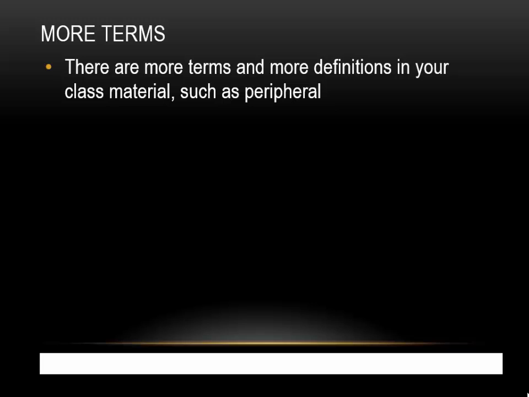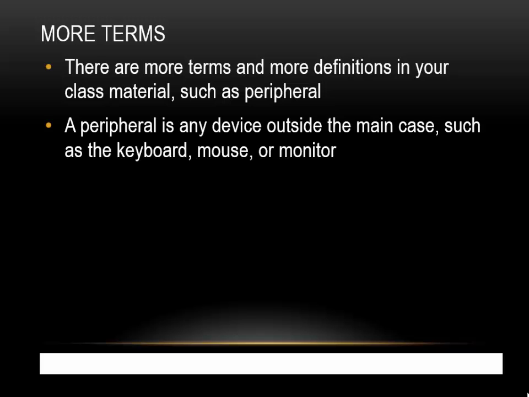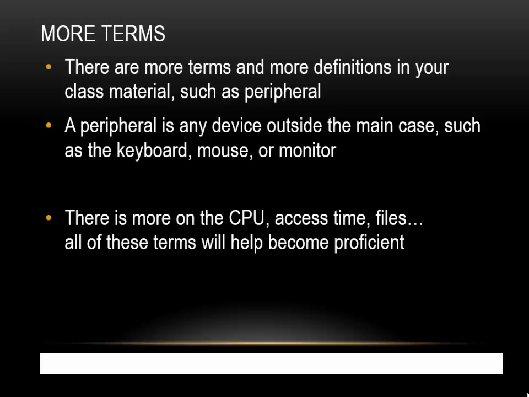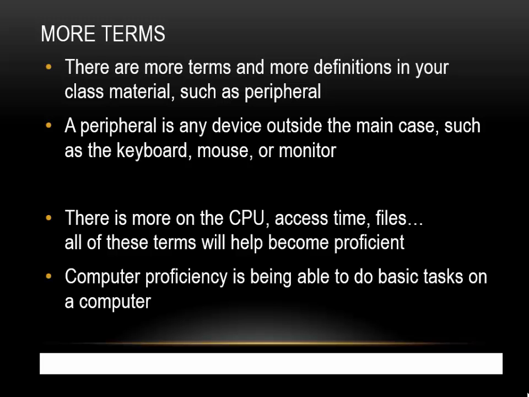More terms. There are more terms and more definitions in your class material, such as peripheral. A peripheral is any device outside the main case, such as the keyboard, mouse, or monitor. There's more on the CPU, access time, files. All of these terms will help you become proficient. Computer proficiency is being able to do the basic tasks on a computer.